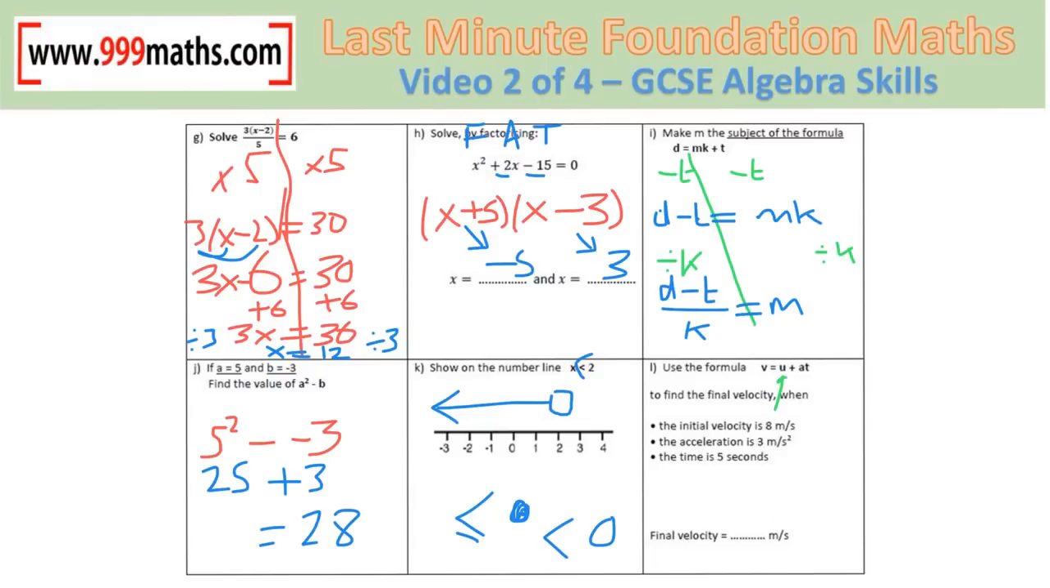This is my initial velocity. The acceleration is the a, and the time is the t. So to work out the final velocity, it will be v equals 8 add 3 multiplied by 5. Remember, two letters next to each other need multiplying. Using BIDMAS, 3 times 5 comes first, 15. Adding on the 8 makes 23.